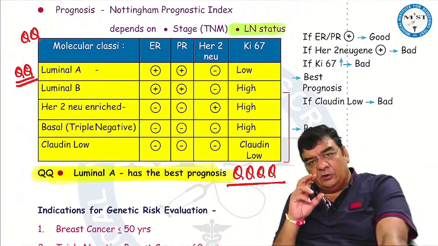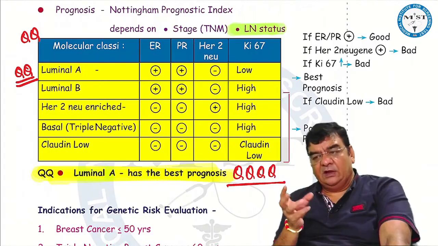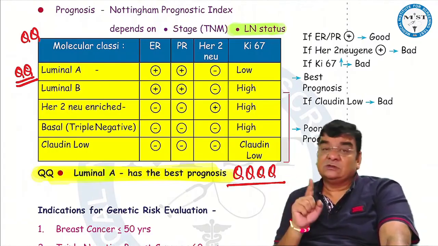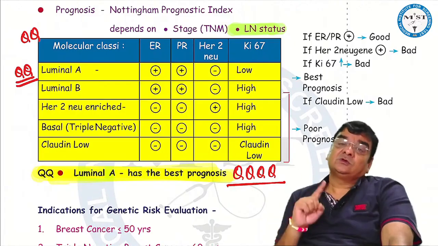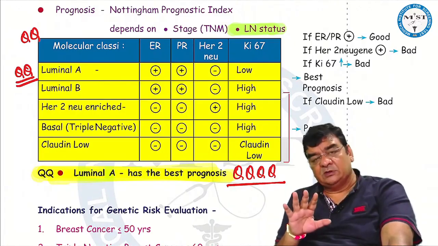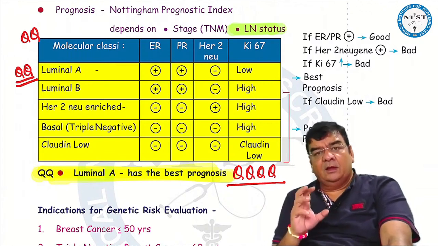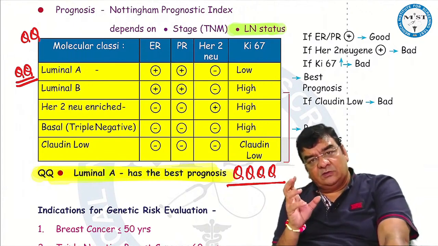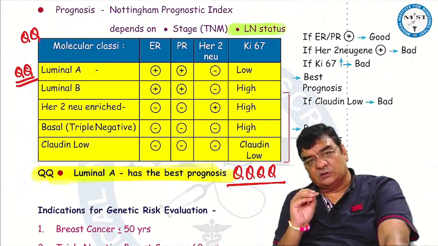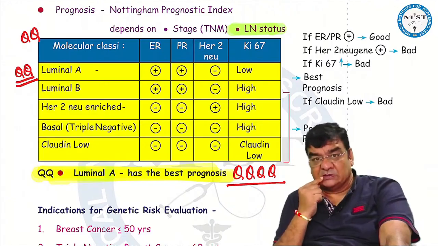The difference between luminal A and luminal B is Ki67. If ER/PR positive, HER2/neu negative, and Ki67 high, that is luminal B. Earlier it was thought to be triple positive, but now no, it is same as luminal A with the difference of Ki67. HER2/neu enriched, where ER/PR are negative, HER2/neu is positive, and Ki67 is high, so it is having poor prognosis.